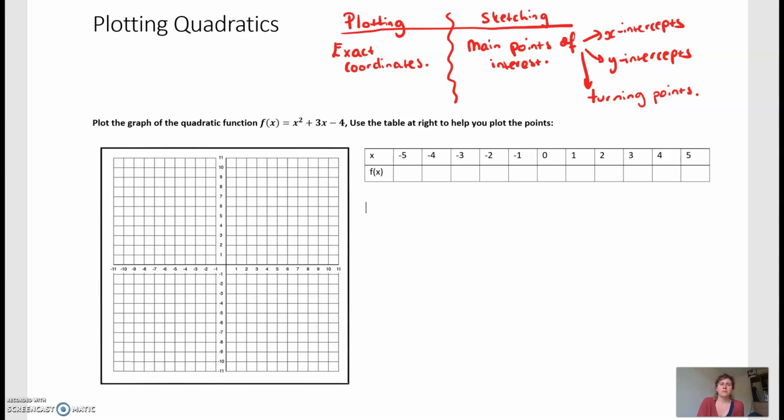Okay, so we're going to jump straight into one of the hardest ones because you guys are amazing and you should be fine with doing it. So we're plotting the graph of the quadratic function f of x equals x squared plus 3x minus 4, and we're using this table. Because we're plotting, we want all of these points. Now, some of these might actually go off the grid, and if they do, we just won't plot them, because I just copied and pasted a random grid off the internet.